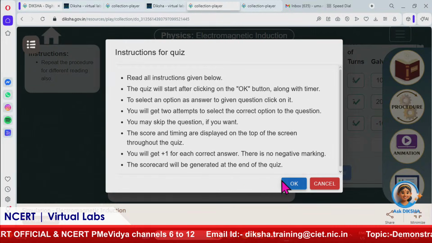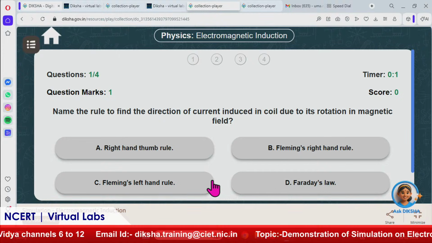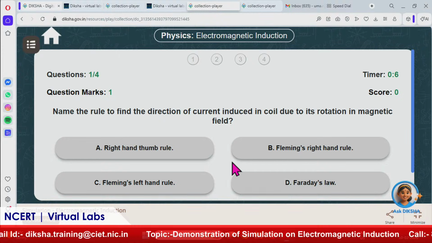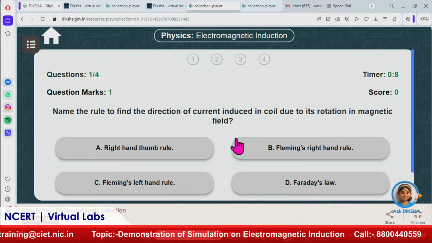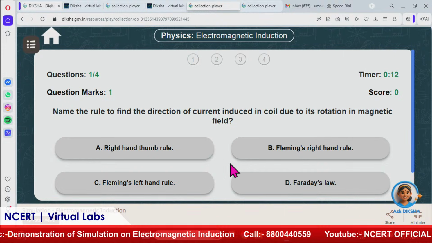So it is fun when the learner is doing this kind of quiz. They have a feeling of competition also. So the teacher can play this quiz in the class also, to know about the competency of a child.